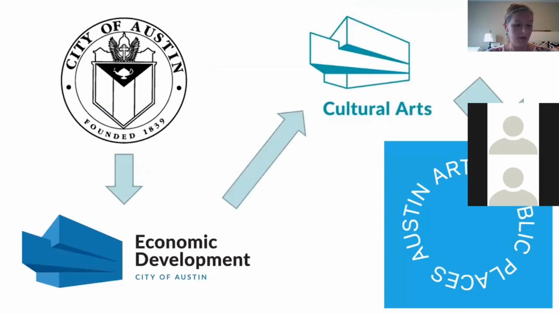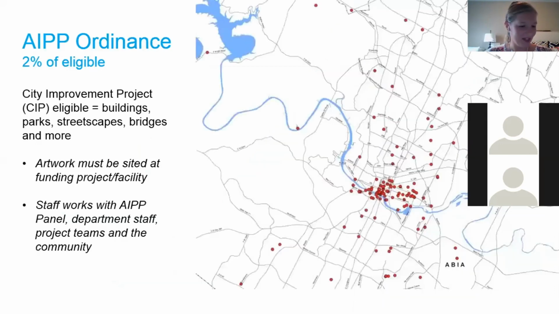Okay, a little bit about Art in Public Places. Art in Public Places, also known as AIPP, is a program of the Cultural Arts Division, which is part of the Economic Development Department, which is within the city of Austin. It's all quite scintillating, really. I'm actually trying to get a video made of this whole process so that you don't have to hear me or other staff members repeat the same thing at every artist information meeting.